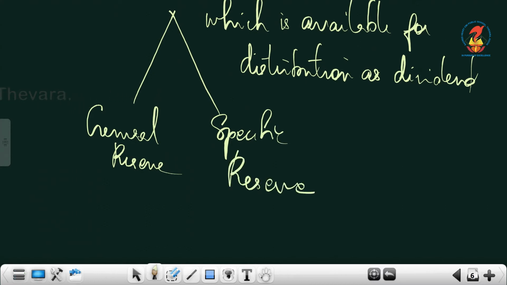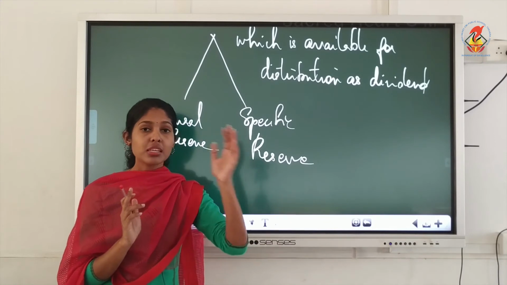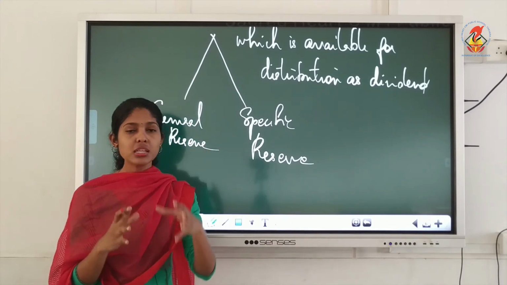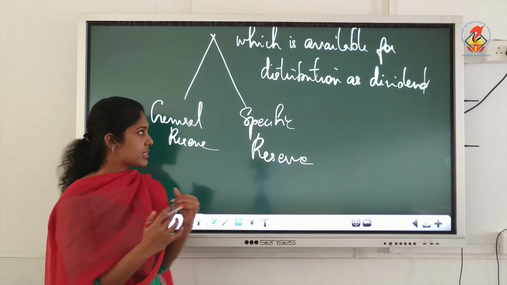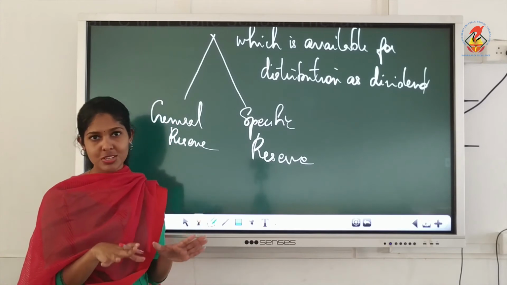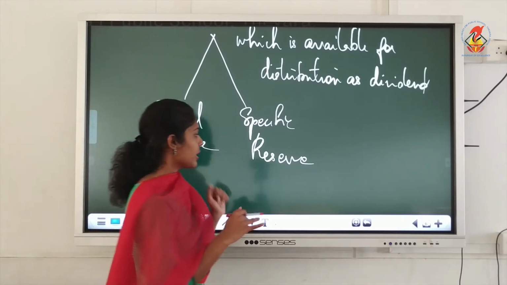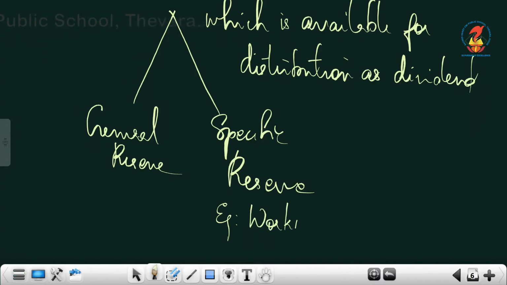As the name indicates, general reserve means it can be used for any purpose. If any future contingency arises, you can make use of this general reserve. Whereas specific reserve is more like a provision that can be utilized only for that specific purpose for which it is created. An example for general reserve is general reserve itself. Okay, that is the example. Now for specific reserve, you can write examples like workman compensation reserve.